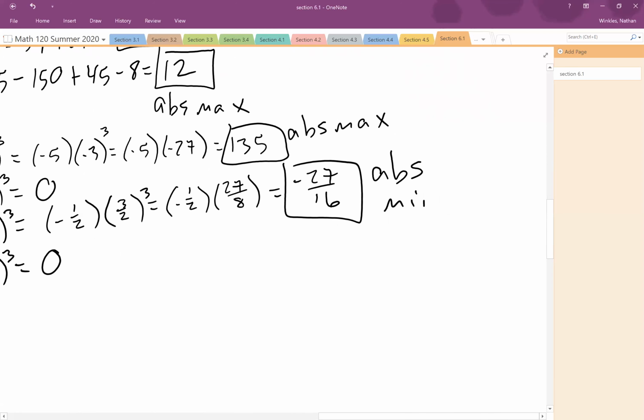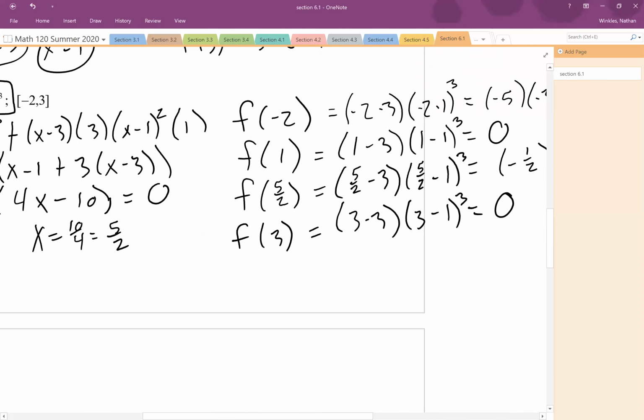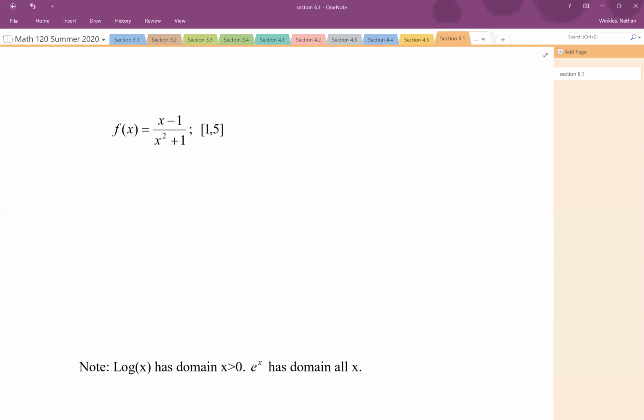In a lot of cases, they will be the critical numbers that we plugged in, but we cannot always guarantee that. So always make sure that you work everything all the way out. So depending on what type of functions we're given, we could see other longer stuff here.